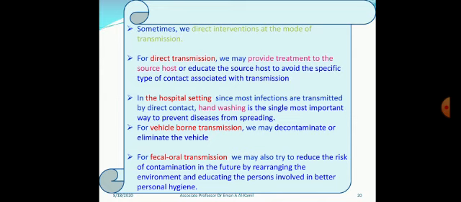For vehicle-borne transmission, it is important to decontaminate or eliminate the vehicle.